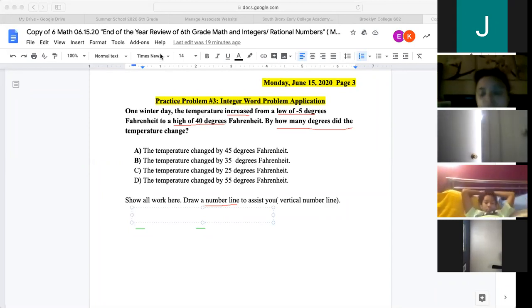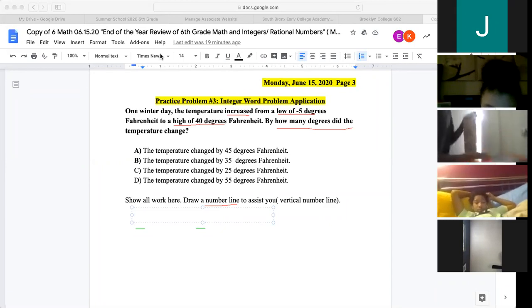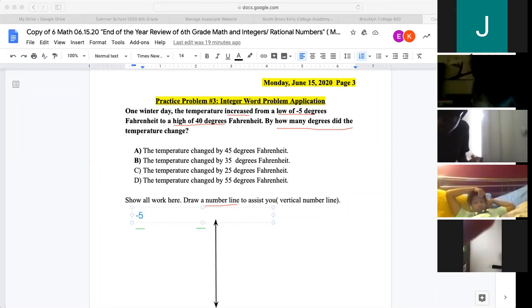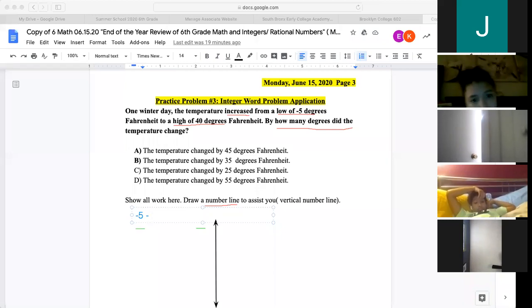If it increased from -5, first of all, -5, what kind of integer, Jasmine? Positive or negative? Negative. Okay, so -5. We want to find the difference, the change. So we're going to subtract them. Thank you, Demi. Demi, awesome. Can you put positive 40 at the top, and can you put 0 in the center, and then can you put -5 below that? Now, it says a high of 40 degrees. So Jasmine, 40 degrees, is that positive or negative? Positive. Okay, so I'm going to put plus 40, you'll see why.